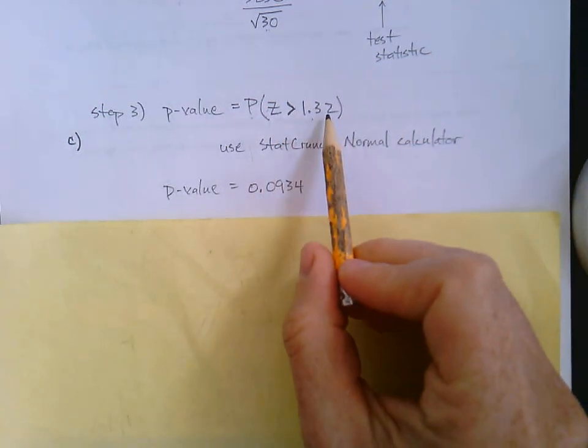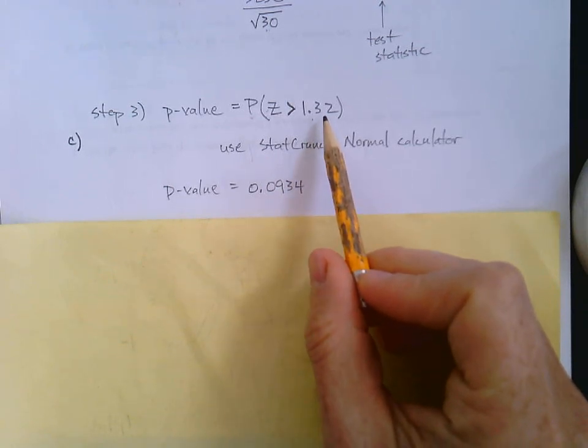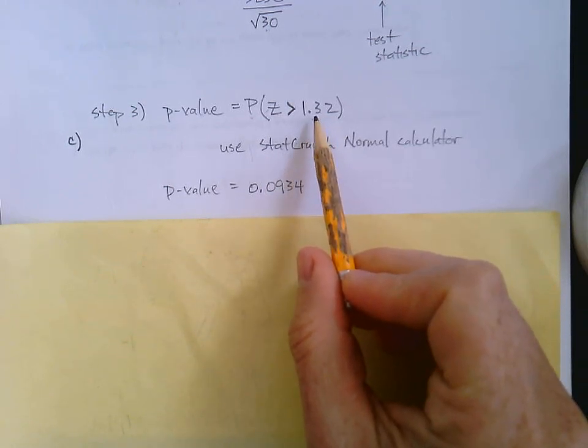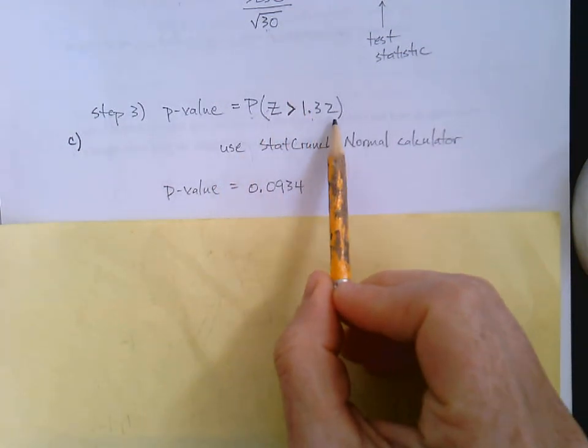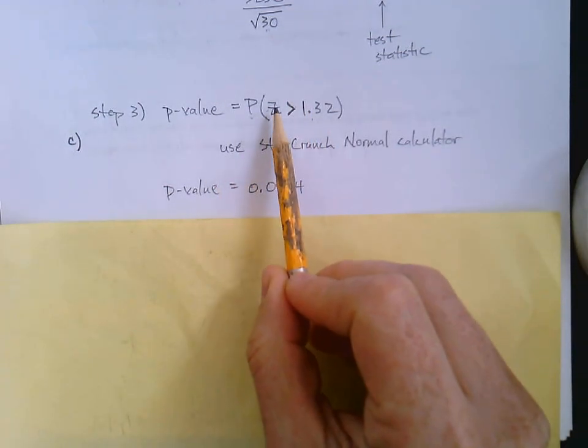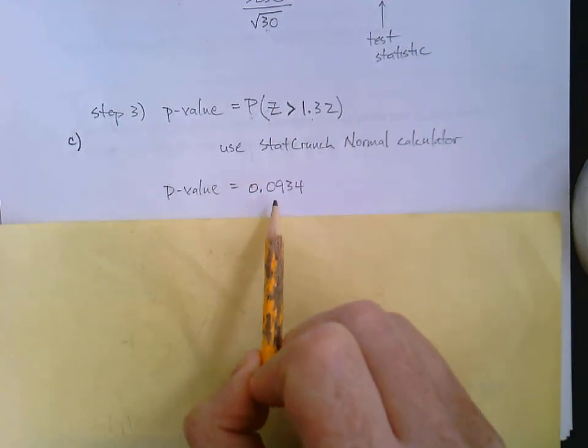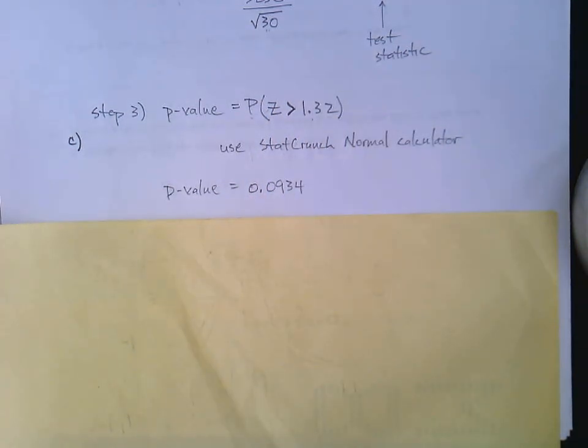At the same time, if you like using the table of z-scores and you would like to do this with the table, nothing wrong with that. Obviously, be sure to do a complement first, 1 minus the probability that z is less than 1.32. You would get the same result. Okay, so we have the p-value.